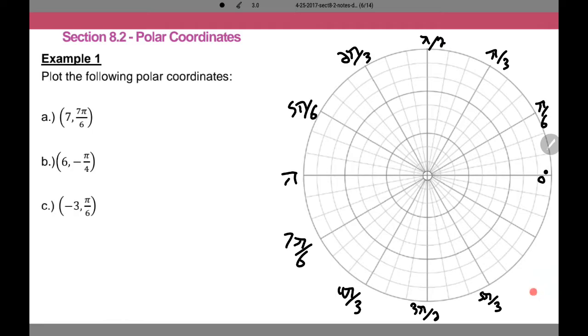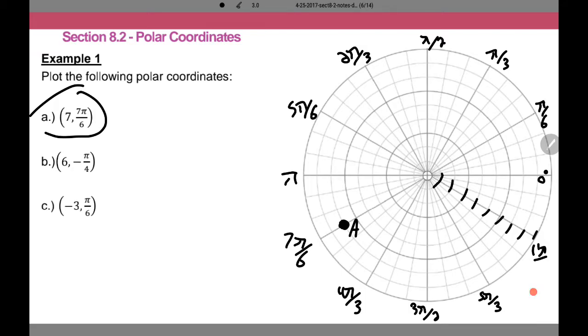So the first thing I'm doing, I'm just labeling some of these angles so we can get started. And then I want you to notice I've got a circle in here. That's radius of 1, there's 2, there's 3, 4, 5, 6, 7, 8, all the way out to 9. So when I plot this first point, 7 and 7 pi over 6, here's my angle 7 pi over 6 in this bottom, the third quadrant. I just need to go out this line, 1, 2, 3, 4, 5, 6, 7, and that's where point A will be. Since it's part A, I'll just call it point A.